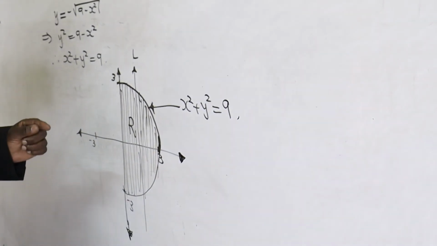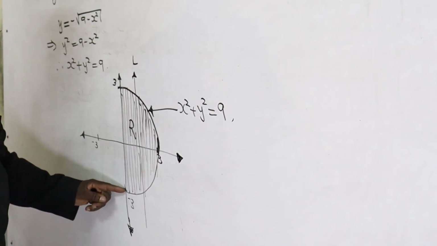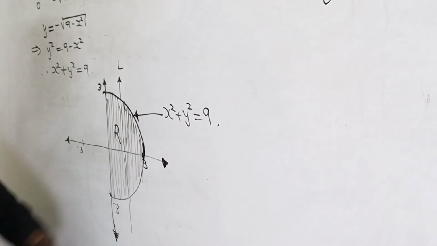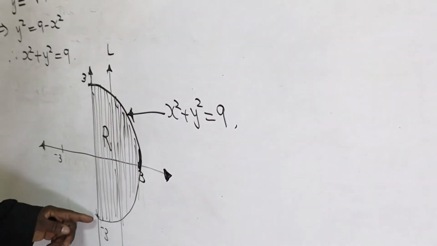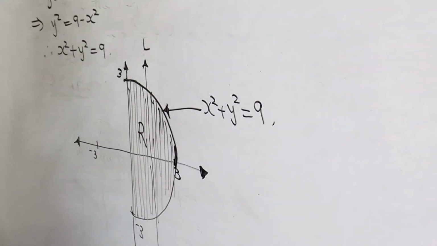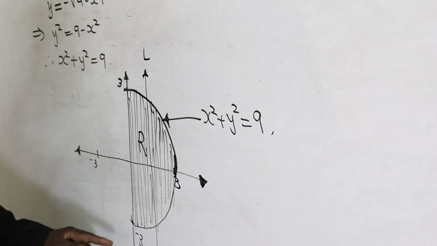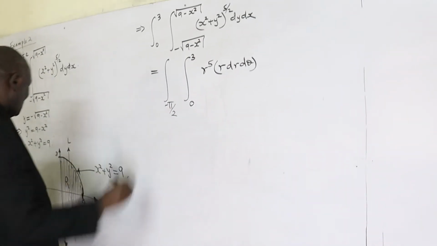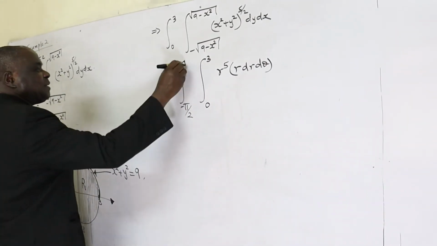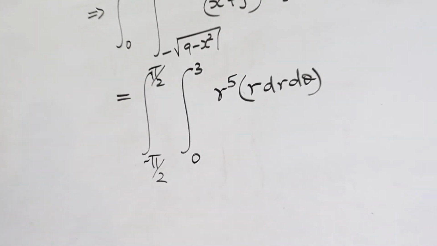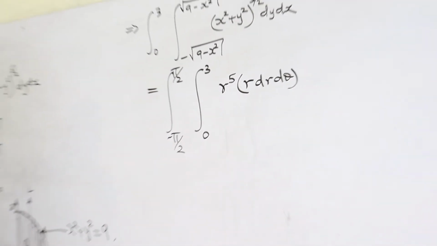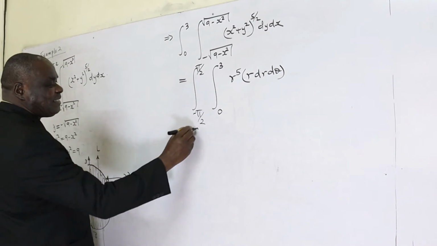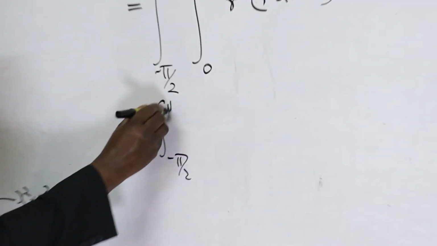Now, the limits, because this region starts here and going this way, we normally have a positive sense of direction. A positive sense of direction is movement in anti-clockwise direction. So anti-clockwise, we are starting where theta is negative pi all over 2, up to where theta is positive pi all over 2. So theta changes from negative pi all over 2 to positive pi all over 2.